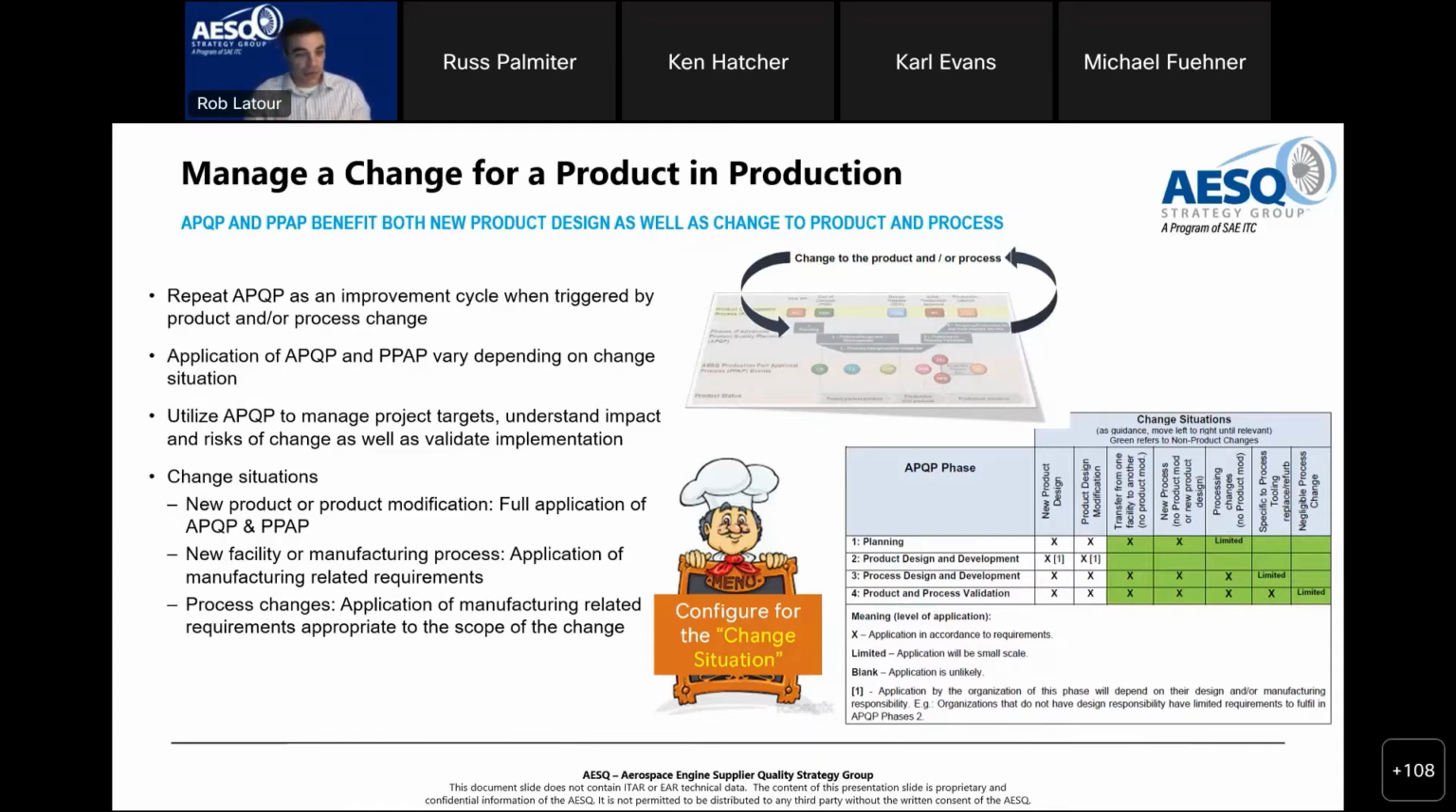Now, as you move further to the right on the table, you get to those green sections, which are the non-product changes or process changes. And the first thing you'll see is not all of the phases are applicable. Right? If we're not changing the design of the product, we don't need to go through phase 2. We're going to focus in on phases 1, 3, and 4 and look at how do those need to be configured for the particular non-product change or process change that we're dealing with.